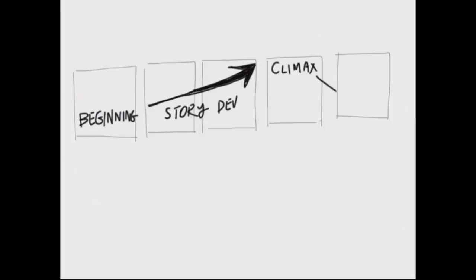So how do you frame the storyline? First, you have the beginning frame and the story development, and it has 5 frames, and then you have the climax, and then go down to the end.